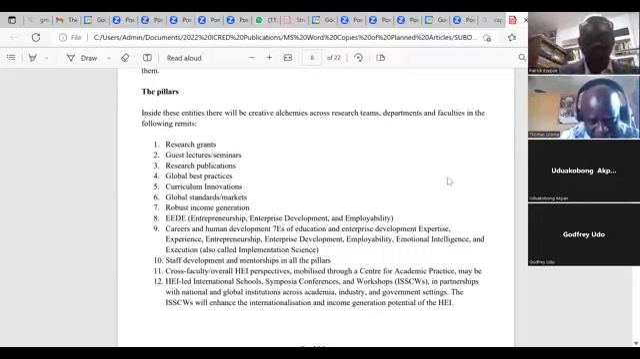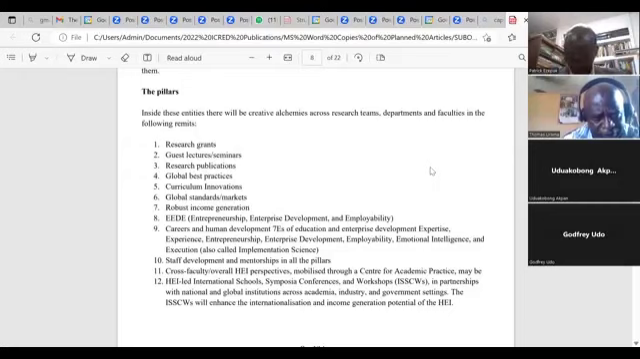So what I'm trying to say is, the research grants, you write better research grants from the systems we are developing, guest lectures and seminars, research publications, global best practices, curriculum innovations, global standards and markets, robust income generation, entrepreneurship, enterprise development, and employability is already part of the 7 E's, isn't it? And you can see the 7 E's repeated. Your staff development and memberships in all the pillars, your cross-faculty, overall HE perspectives, everything is mobilized using the systems we build.